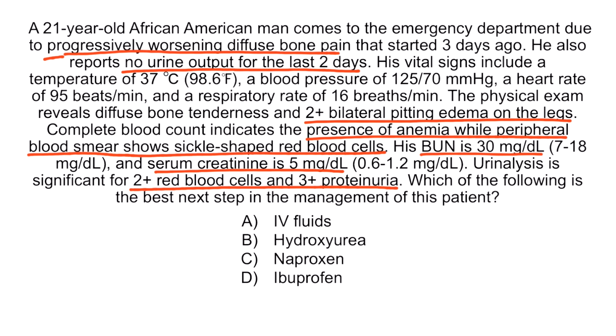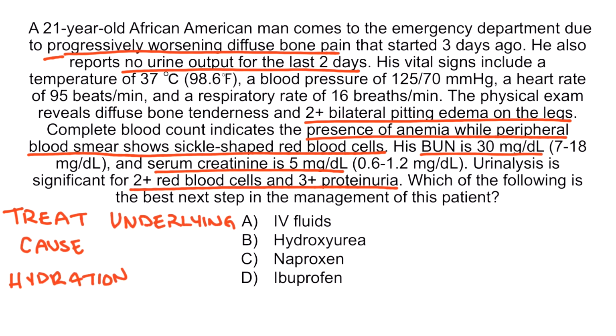These laboratory findings of intrinsic acute kidney injury in the setting of sickle cell crisis are consistent with renal papillary necrosis. The next best step in the management of renal papillary necrosis is to treat the underlying cause and hydrate the patient. Intravenous fluids will reverse the sickling of the red blood cells. Therefore, the correct answer is option A.